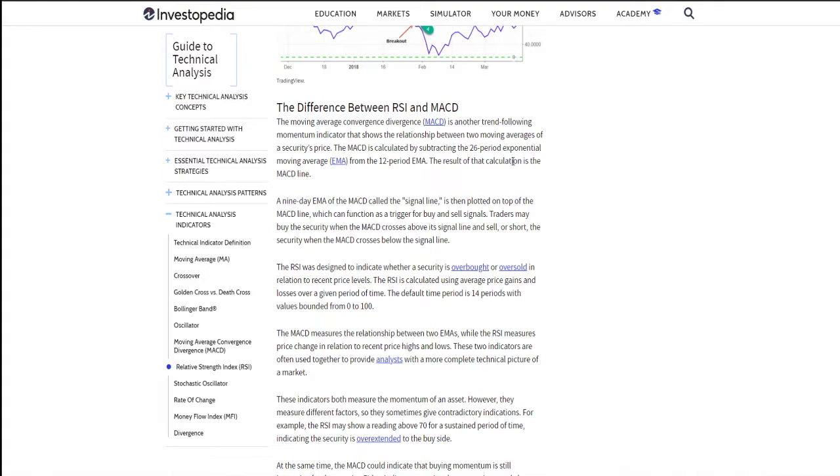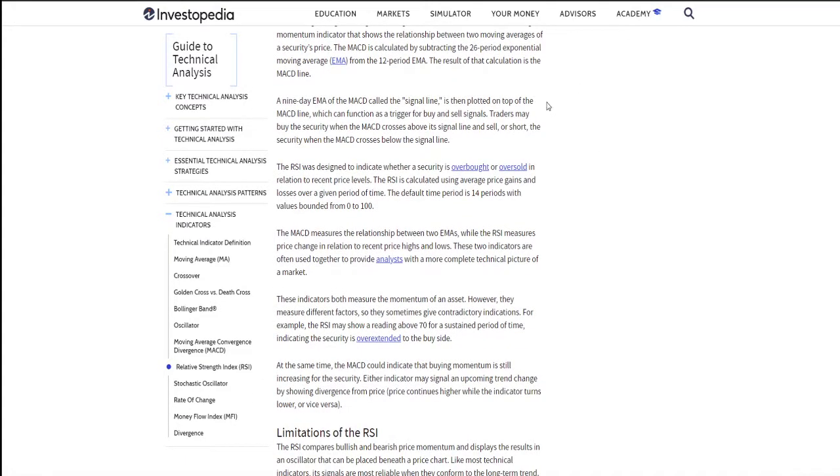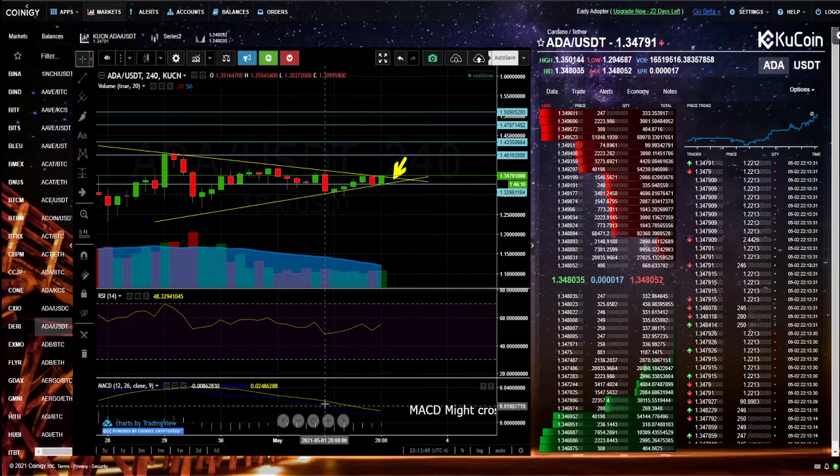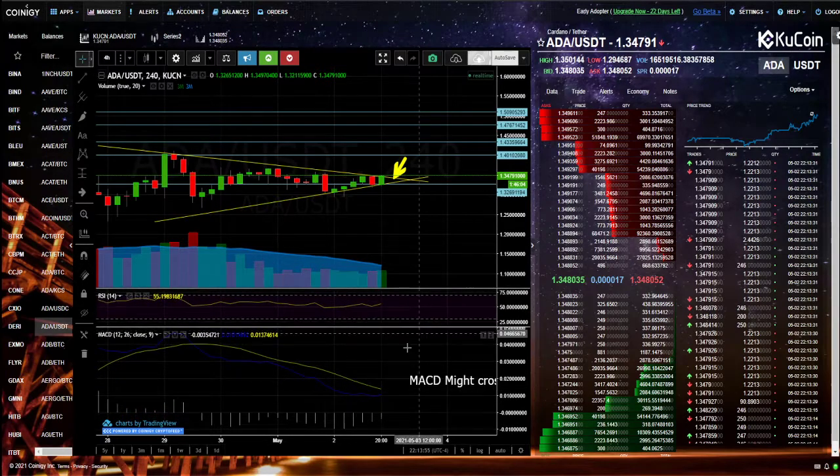The 9-day EMA of the MACD is called a signal line. It is then plotted on top of the MACD line, and can function as a trigger for buys or sells. So looking here, the blue is the buy, the yellow is the sell. Ultimately, these lines cross quite a bit, so I'll make it a little bit bigger.